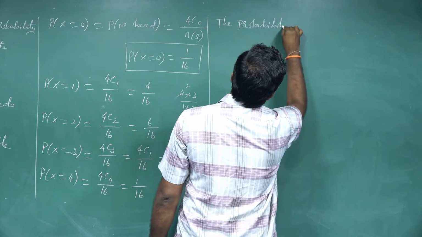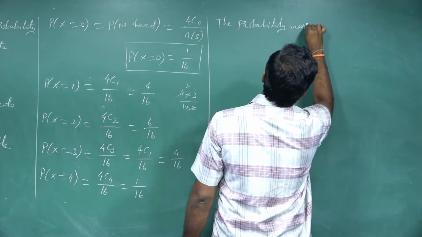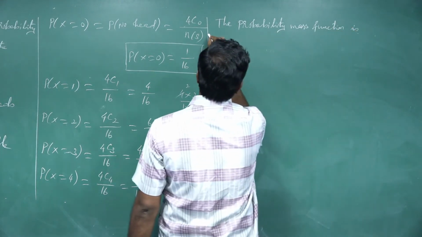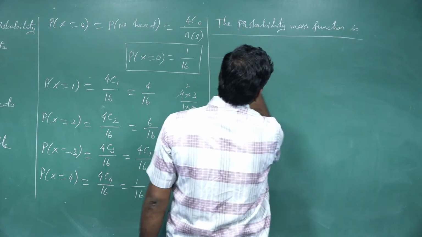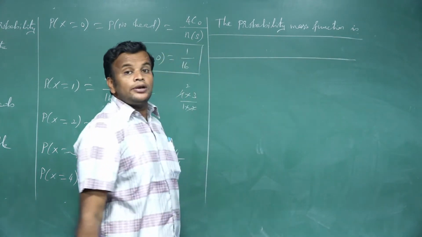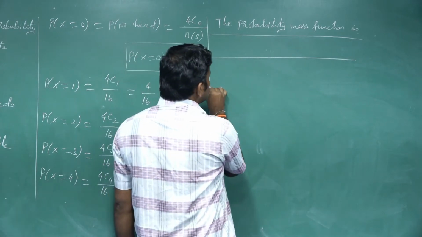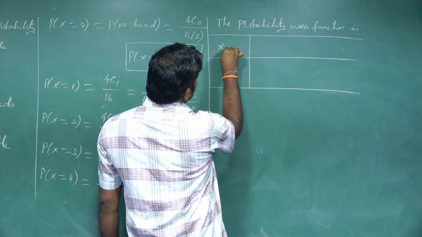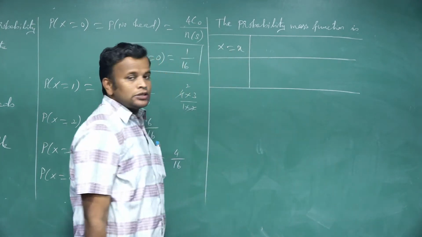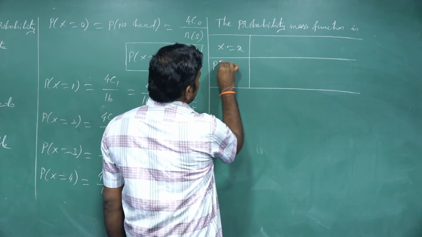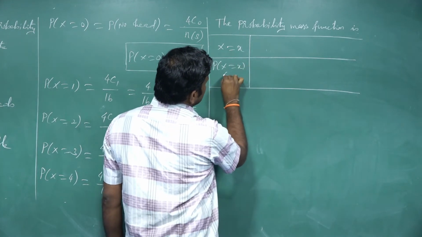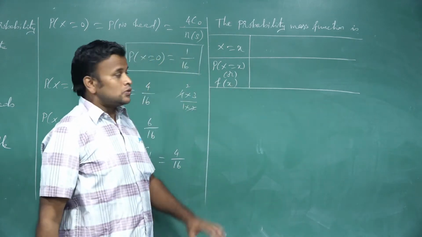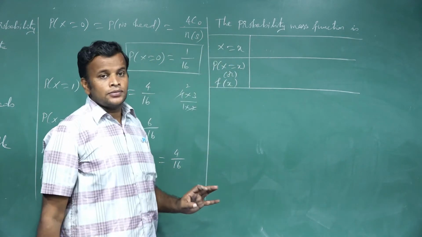The probability mass function is. Now we form a table. The first row indicates the values of the random variable, and the next row is their probability values. We write capital X, or capital X is equal to small x. Next, P of capital X is equal to small x. We write any one, or we say it is f of x. So of the two symbols we use any one of them.